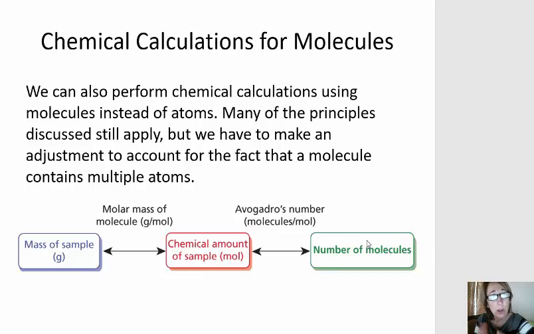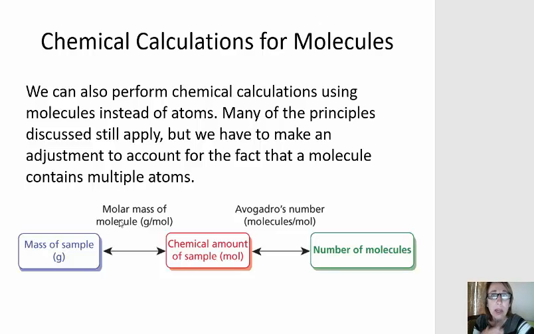And we can convert between these different amounts using the two conversion factors of molar mass when we're converting between mass and moles, and Avogadro's number when we're converting between moles and number of molecules. And the calculations are very similar to those that we did for atoms. The only difference is the molar mass of molecules has to be calculated. The molar mass of atoms we can just get on the periodic table, but not the molar mass of molecules. We need the periodic table, but we've got to calculate it.